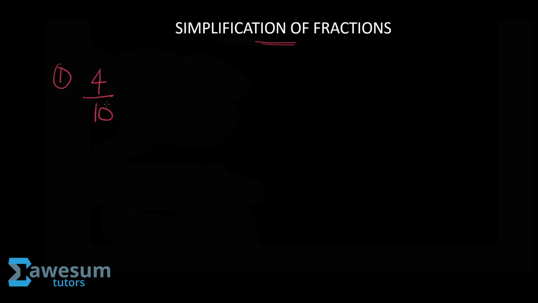Alright, how do we divide this? 2 can go in 4 two times. 2 can go in 10 5 times. So we have 2/5. If you look at this, nothing can go evenly in 2 and 5 anymore except 1, right? So in that case, your final answer is 2/5 because you cannot simplify 2/5 further.